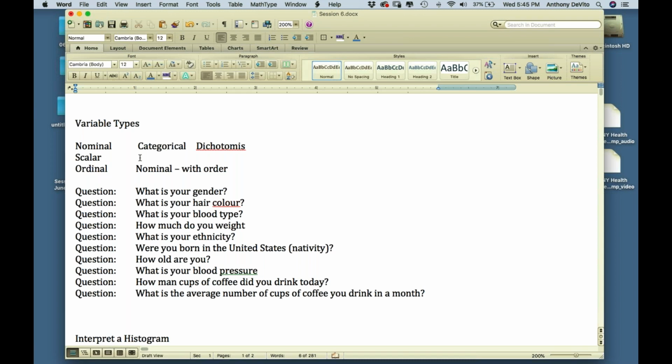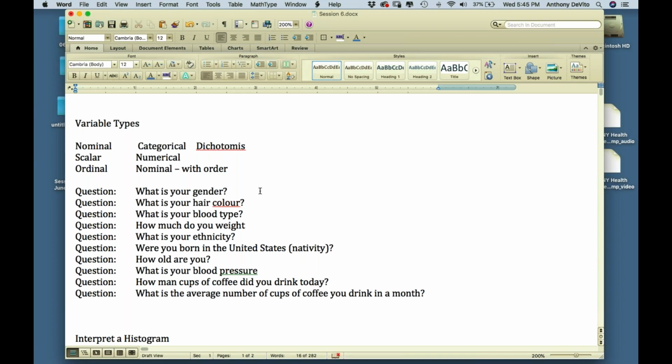And then finally you have scalar. SPSS uses the word scalar. In most places, you'll see numerical. Numerical is anything that contains a number: temperature, blood pressure, weight, BMI, and so on and so forth. So let's go through a few of these.